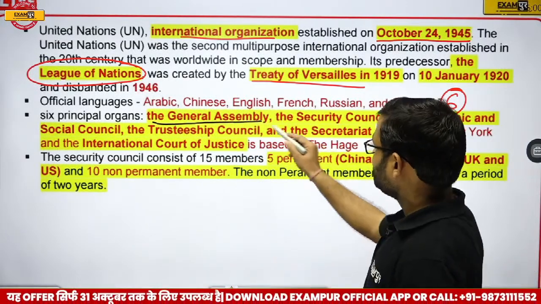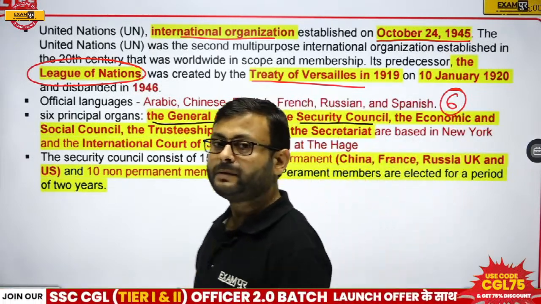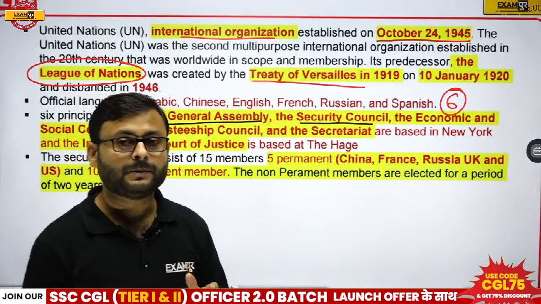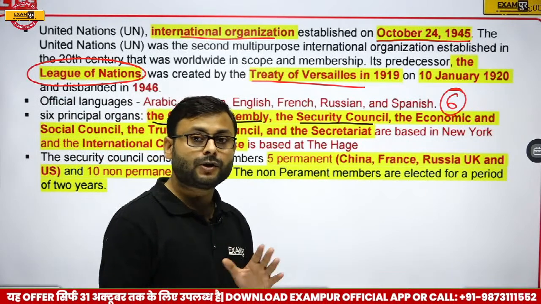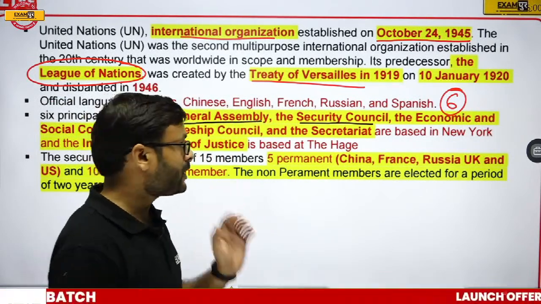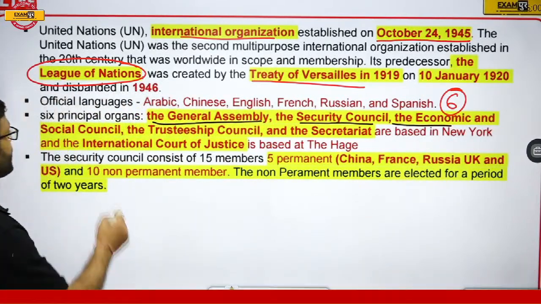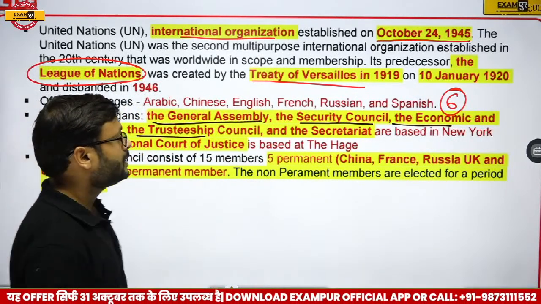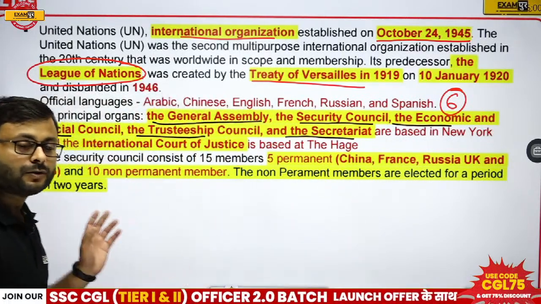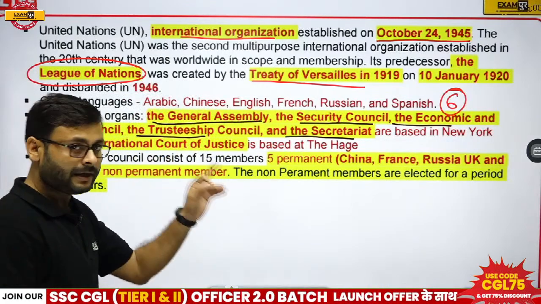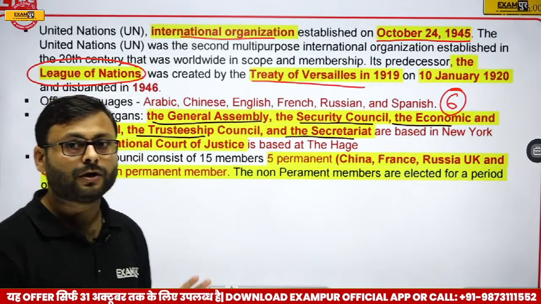Okay, so the General Assembly, the Security Council, and the Security Council has a total of 15 members in it, and 5 are permanent members and 10 are non-permanent members, and India is not a permanent member of the Security Council. Okay, and the third one is the Economic and Social Council. The fourth one is the Trusteeship Council, the fifth one is the Secretariat, and last but not the least, the International Court of Justice is situated at The Hague in Netherlands, and all others are based in New York, America.